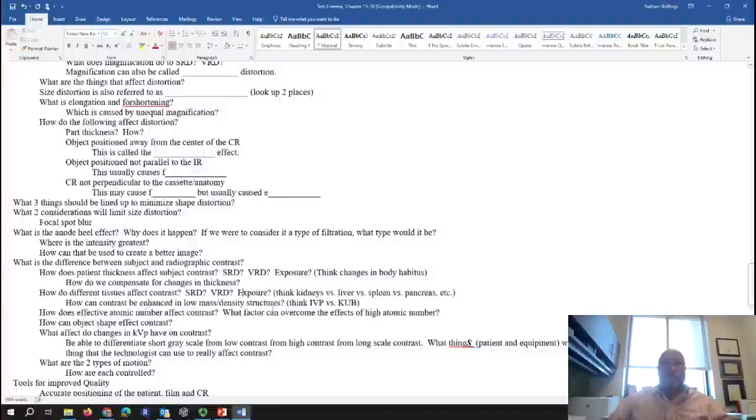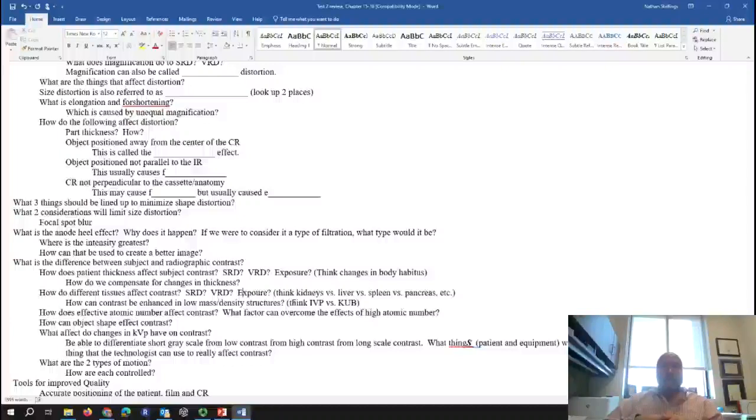How can contrast be enhanced with low mass density structures? How can we enhance the contrast really in screens and films? That was a lower KVP. But you could also use compression to try to spread some of that tissue out and differentiate it, and lower the thickness of the tissues so that you could better visualize those things.